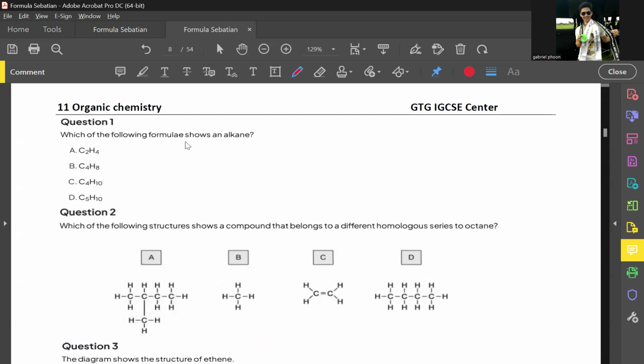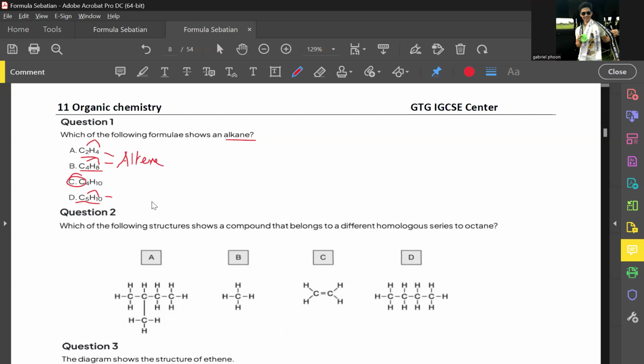So the first question is, which of the following shows an alkane? Alkane can't be doubled up of each other, right? All of these are doubled up of each other. When I say double up, it's like 2 to 4, 4 to 8, and 5 to 10. All these are considered alkenes, guys. These are all alkenes. So obviously the answer is C.